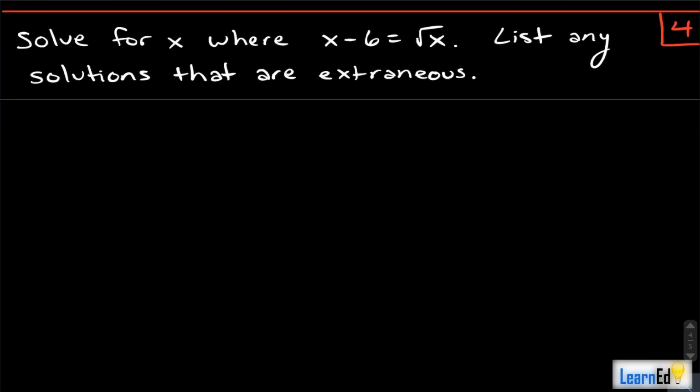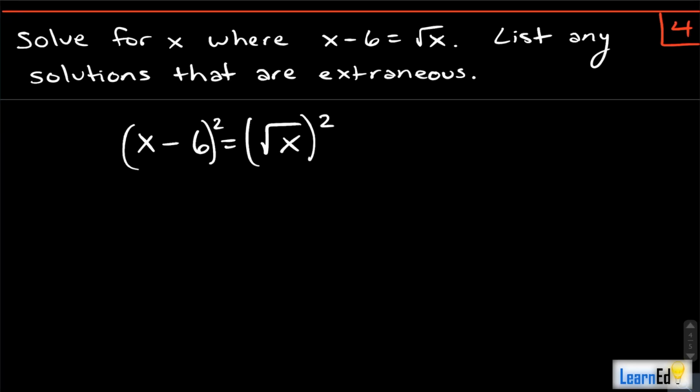Now let's move on to problem 4. So in problem 4, we want to solve for x, where x minus 6 is equal to the square root of x. And again, we want to list any solutions that are extraneous. So again, we have that square root here. So the first thing that we should do is just deal with that square root, get that out of there. How do we do that though? Well, we just square both sides.